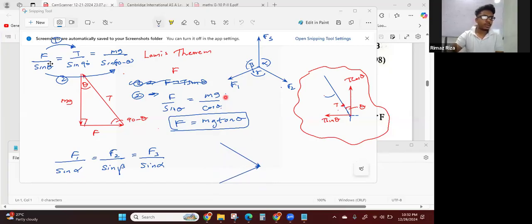And this is, sorry, one should be downward. And F3. Now we want to mark the angle. So first I mark these forces: F1, this is F2, and this is F3.